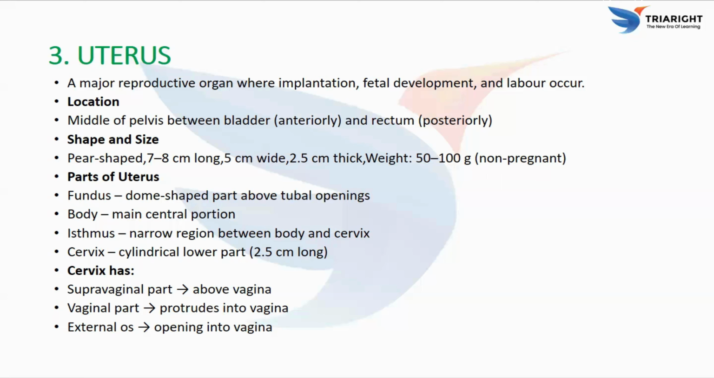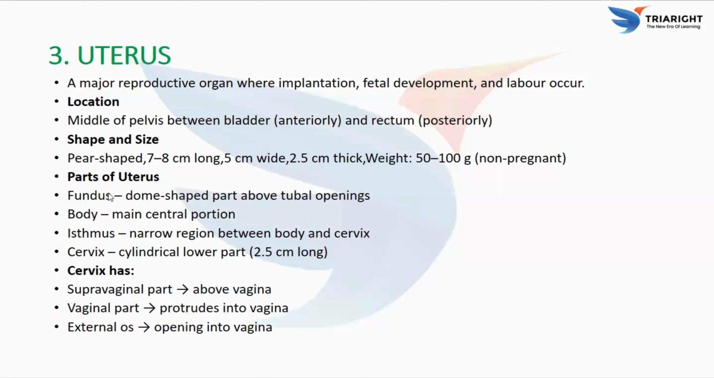So the weight of the uterus in the non-pregnant woman is 50 to 100 grams. During pregnancy, the uterus enlarges up to 1000 grams or more to hold the baby. So it depends upon the weight of the baby. Okay, so what are the parts of the uterus now? Fundus, body, isthmus and cervix.